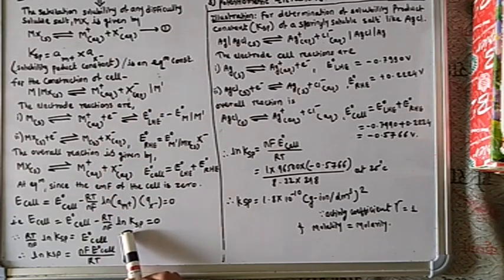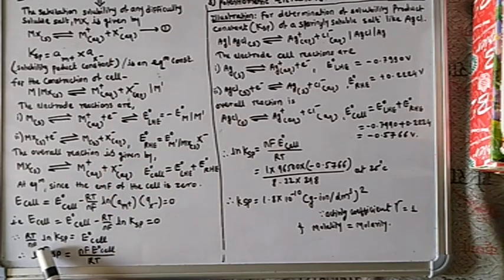Rearranging this equation, we get RT upon nF ln of Ksp equals E standard of cell. Therefore, the logarithm of the solubility product constant, ln Ksp, equals nF E standard of cell divided by RT. So by using this equation, we can find out the solubility product of sparingly soluble salts.